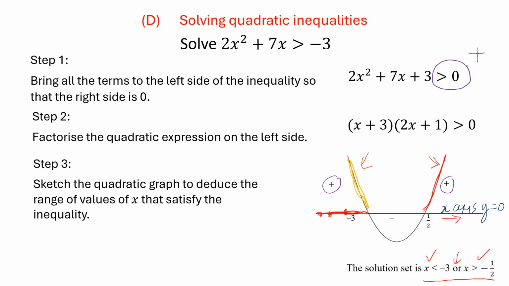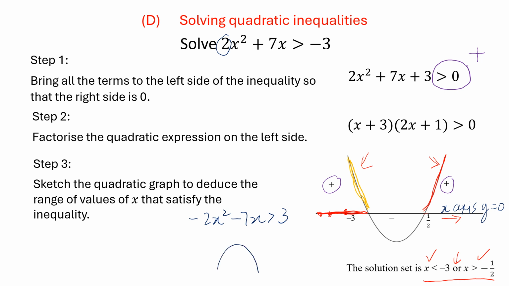What happens if you're not given the coefficient of x squared to be positive? What happens if you're given a negative? If you're given this, do you think the solution sets will be the same as what we have done? It will be different, because if the coefficient of x squared is negative, then we're talking about an n-shaped curve.